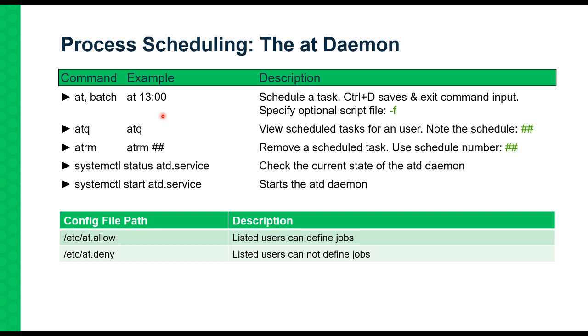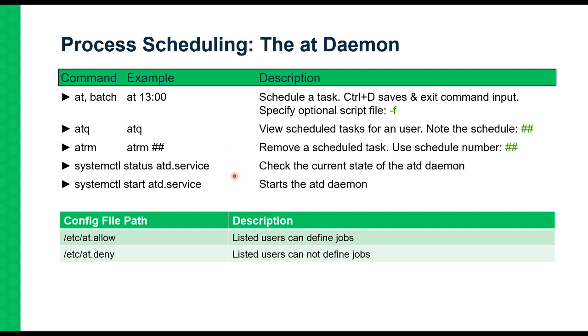Now, another command we can do is the atq command. We can view what scheduled tasks there are for a current user, for the specific user. And we need to note the task number if we want to make changes to it. We can also remove a scheduled task by using that specific number that we've noted with the atq command and adding that to our atrm command, atrm, and then that specific number to remove that command.